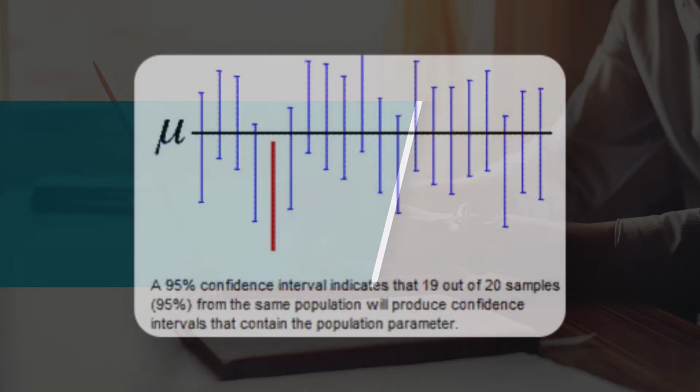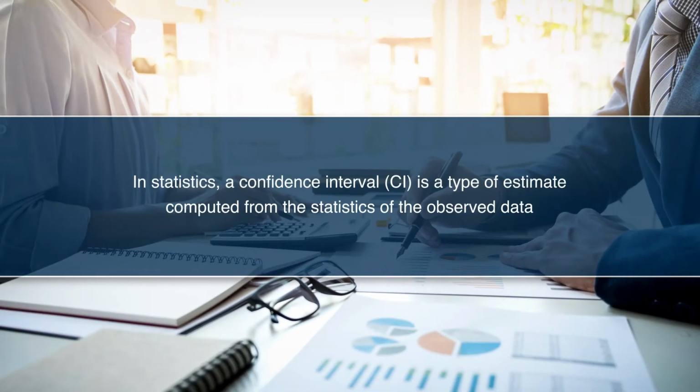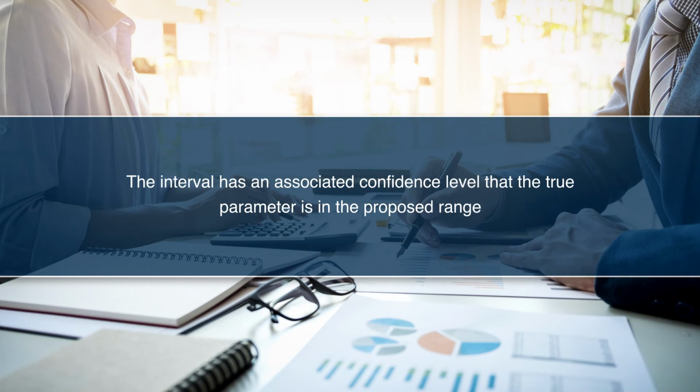If you see this particular image, you will find that a 95% confidence interval indicates that 19 out of 20 samples, which comes to 95%, from the same population will produce confidence intervals that contain the population parameter. In statistics, a confidence interval is a type of estimate computed from the statistics of the observed data. This proposes a range of plausible values for an unknown parameter, for example the mean. The interval has an associated confidence level that the true parameter is in the proposed range.